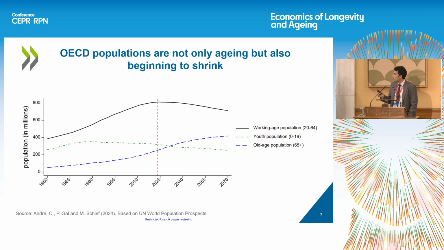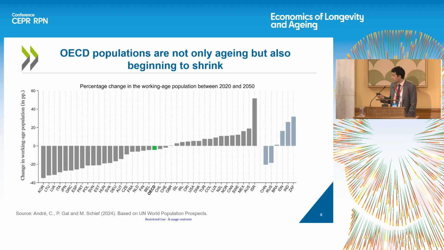Again, just as with aging, population growth for the OECD as a whole hides a lot of variation across OECD countries. Here, I'm showing the percentage change in the working age population between 2020 and 2050 for each OECD country and a few select non-OECD countries. And you can see that there are some countries that will see very, very strong declines in the size of their working age population, while other countries are projected to see further increases over the next couple of decades.